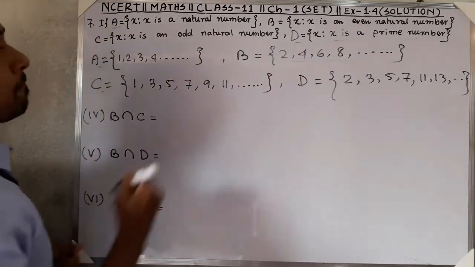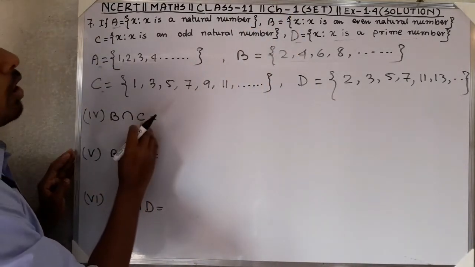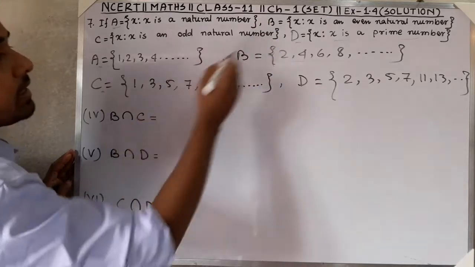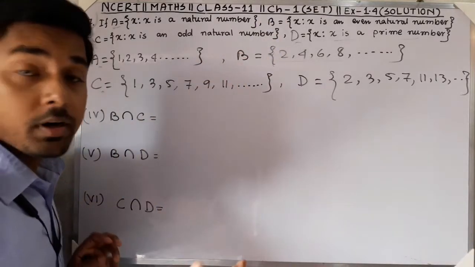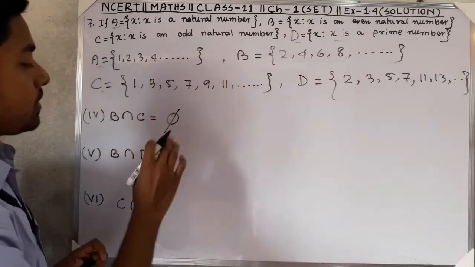So what we can tell, B intersection C, that means we have to take the common elements of B and C, and there is no common element, and no common element means the empty set. B intersection C is equal to the empty set.